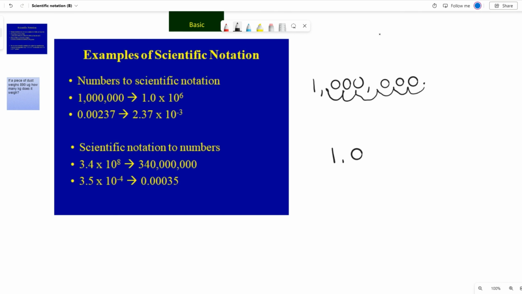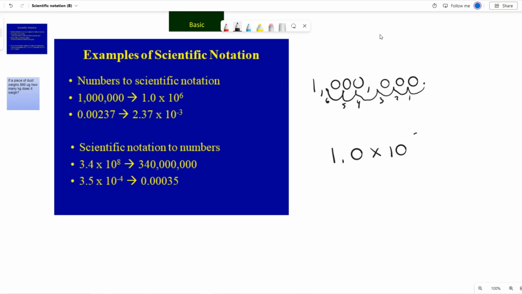Now what you're going to do is write a times symbol and then put a 10. And this just means you're moving the decimal place. And how many positions do you need to move the decimal place? Well, if we look at how many we moved, we moved it 1, 2, 3, 4, 5, 6 times. So that's going to be a 6.